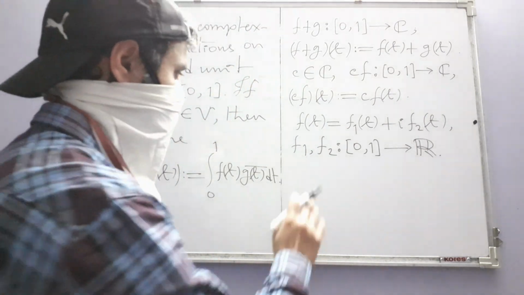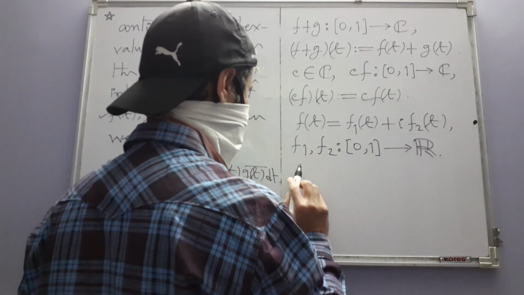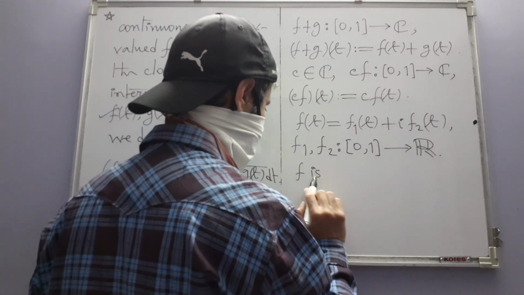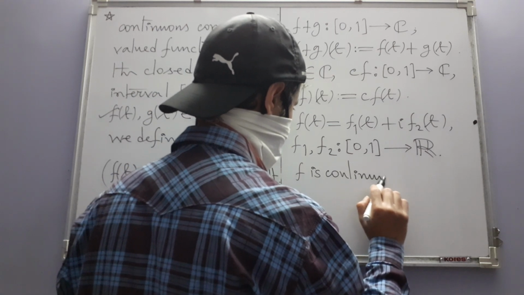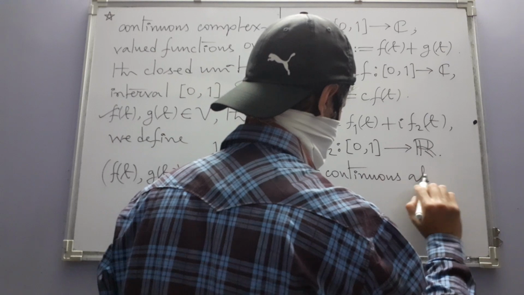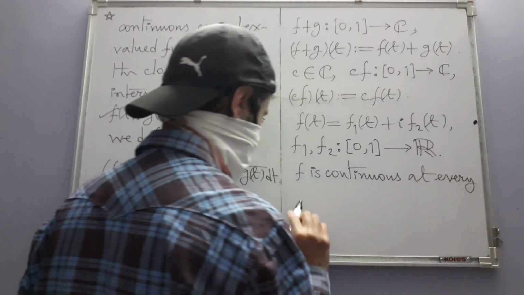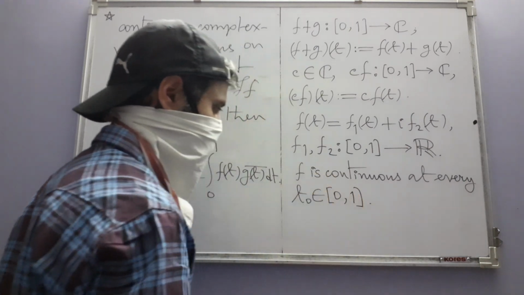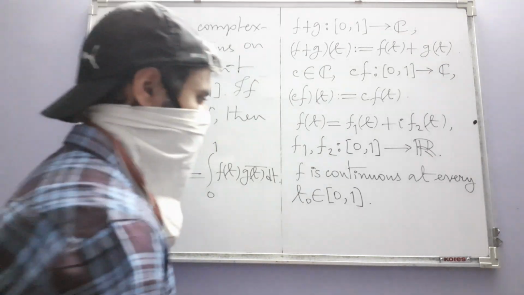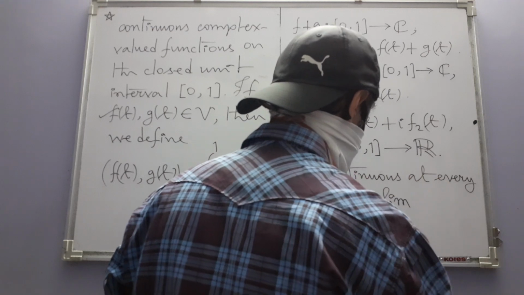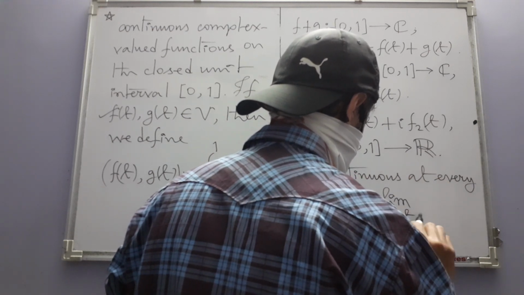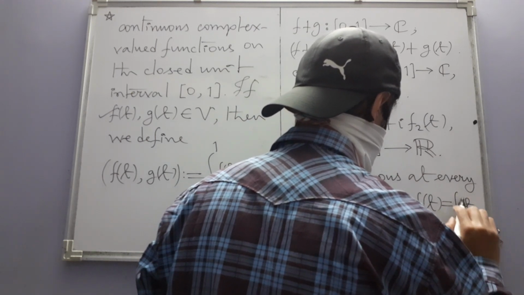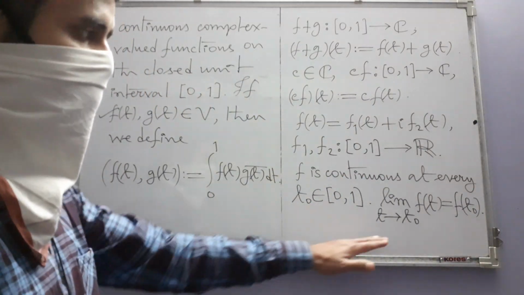What does that mean? It means several things, but the first thing that comes just from the definition of continuity is this: f is continuous at every t naught belonging to 0, 1, and that itself means that this limit exists and is equal to f of t naught, where you already know what the limit itself means.